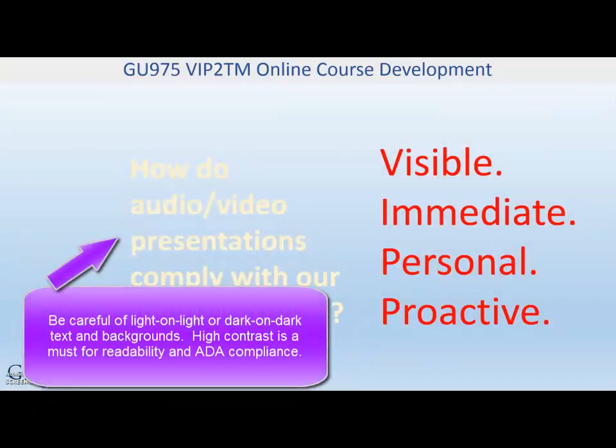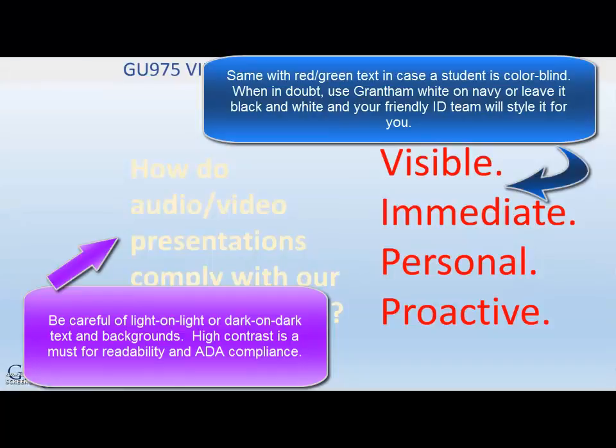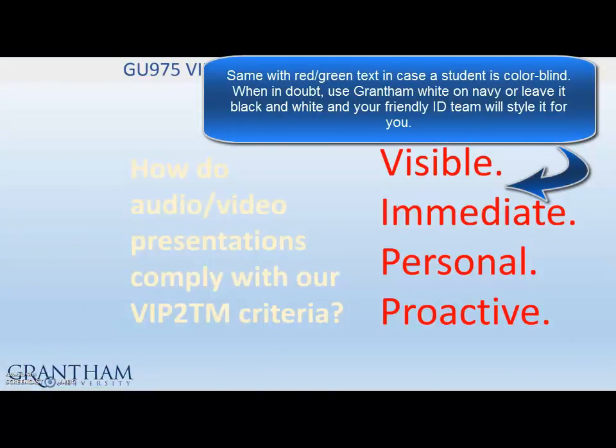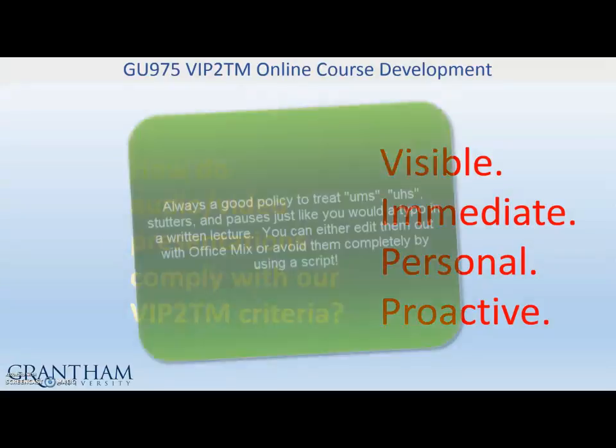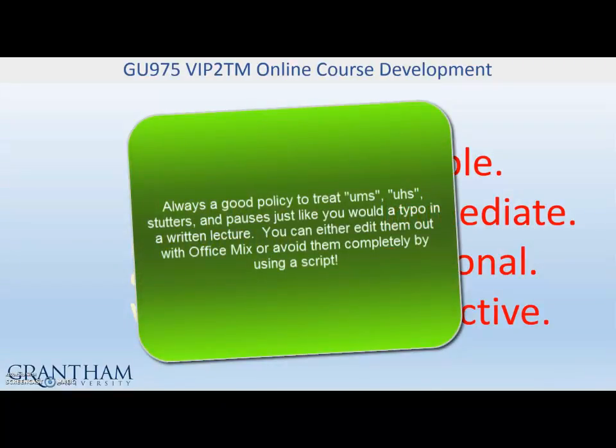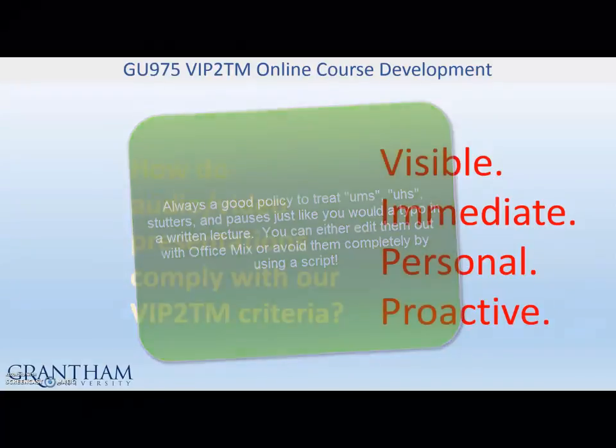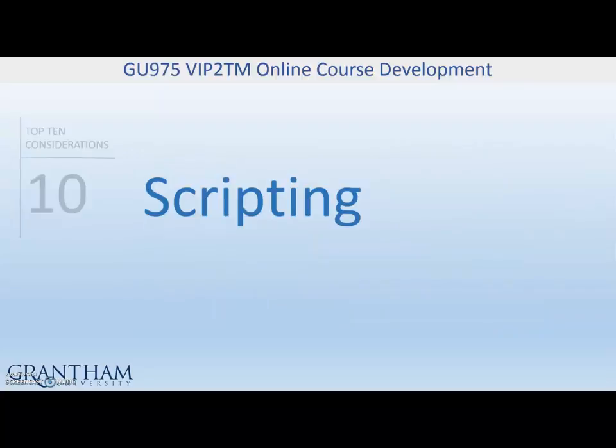Well, how do the audio and video presentations comply with our VIP squared criteria? We know that we need to have courses where we are visible, where we are immediately in contact with students, where we have personal relationship with students, and where we can be proactive and make sure that we don't allow problems to crop up. We want to be proactive in anticipating what challenges might become a barrier for our students. So we know there is some value to having online interactive presentations.